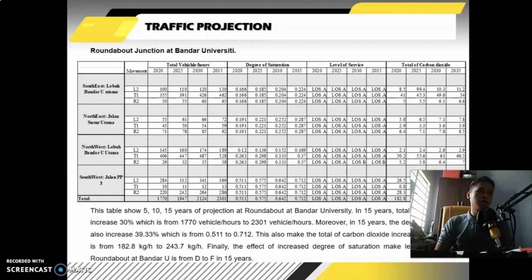Next is traffic projection for the roundabout junction at Bandar University. This table shows 5, 10, and 15 years of projection at the roundabout at Bandar University. In 15 years, total vehicles per hour increase 30%, from 1,770 vehicles per hour to 2,301 vehicles per hour. Moreover, in 15 years, the degree of saturation also increases 39.33%, from 0.511 to 0.712. This also makes the total carbon dioxide increase 33.32%, from 182.8 kg per hour to 243.7 kg per hour. Finally, the effect of increased degree of saturation makes the level of service at the roundabout at Bandar U go from D to F in 15 years.